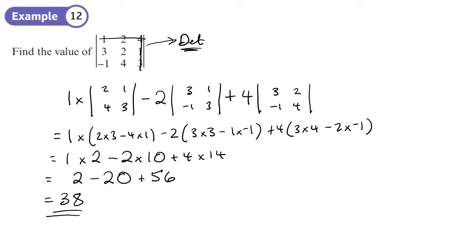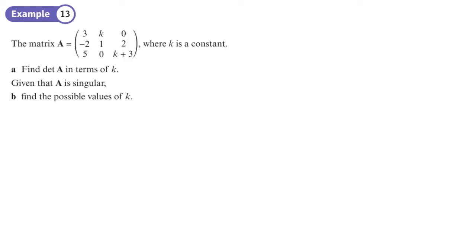Okay, if we call this A, the determinant of A is 38. So this tells us actually that it's non-singular. There is going to be a matrix or an inverse for this. So the matrix A is that, and what we want to do is find a determinant in terms of K.